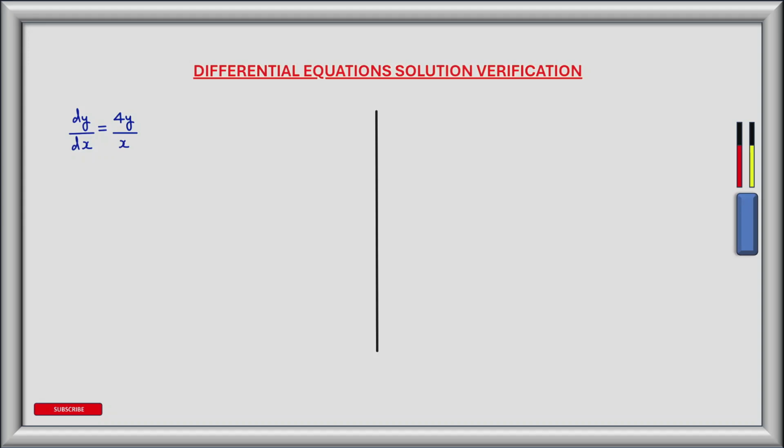Let's suppose we're given a solution to a differential equation. How do we go about verifying that it is in fact a solution to the differential equation? That's what this video is all about, and I'll be working through some specific examples and demonstrating how to do this. So let's start with a simple example.